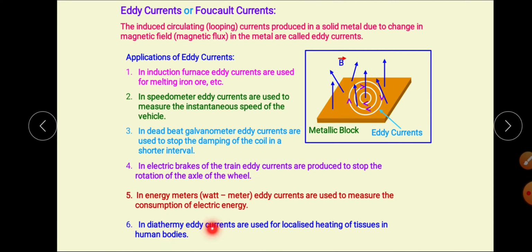Next we have diathermy, where eddy currents are used for localized heating of tissues in the human body.